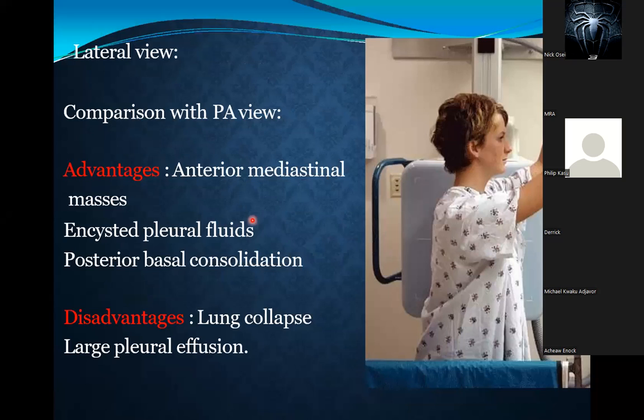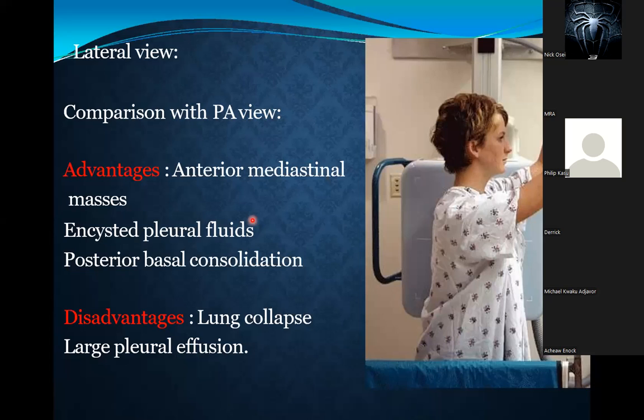Now, there's also another one that we do, which is the lateral chest X-ray. This also has a special indication that we'll look at shortly. The advantages of the lateral view over the posterior anterior view are that it allows anterior mediastinal masses, such as encysted pleural effusions or posterior basal consolidations, to be visualized better. So a simple question that you could get is, you could be given a scenario of some of these conditions here, and you'd be asked, which type of X-ray would you request for the patient and why? Then you should be able to explain, you know.